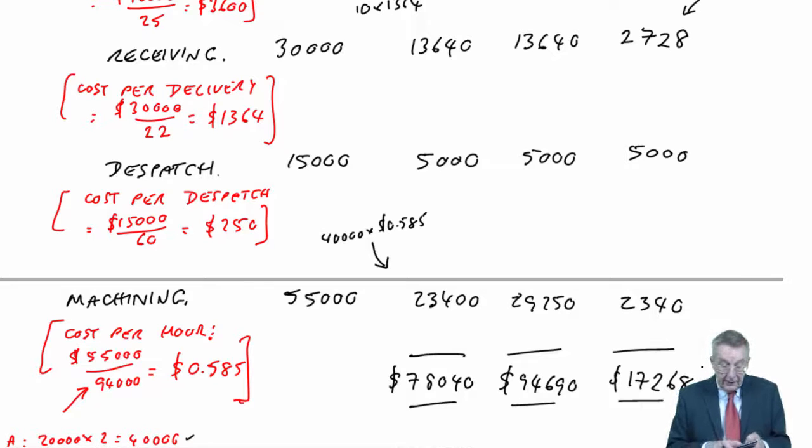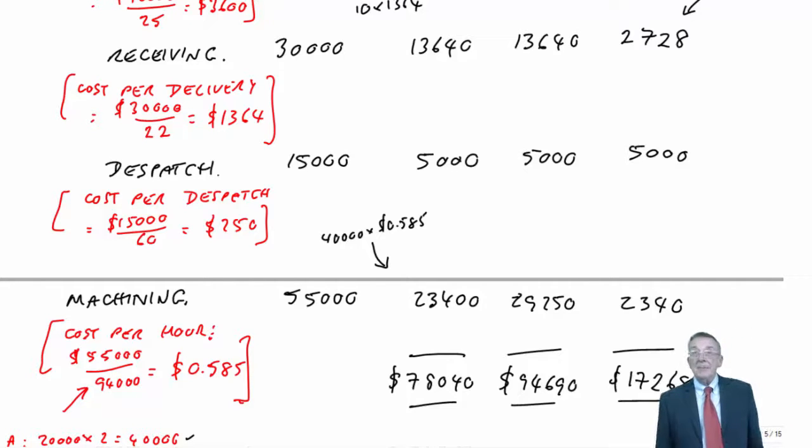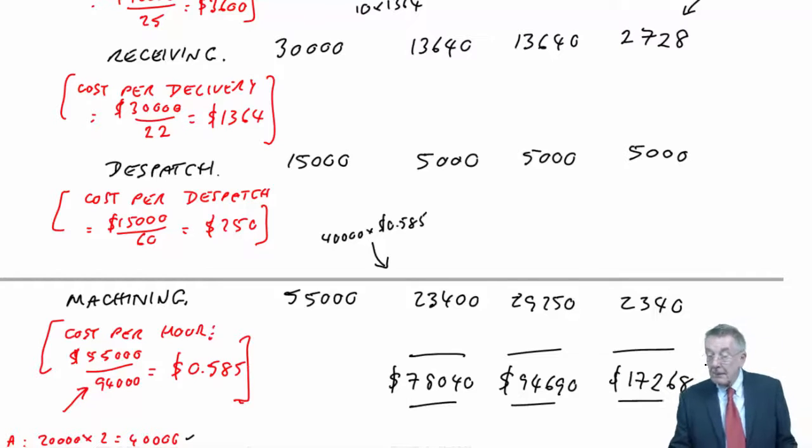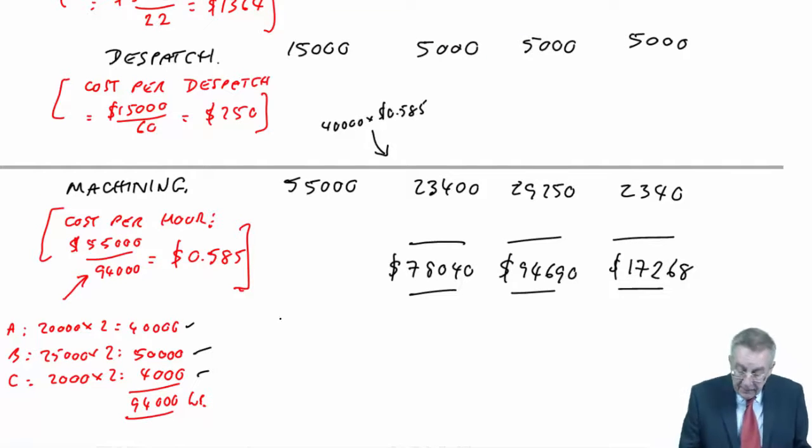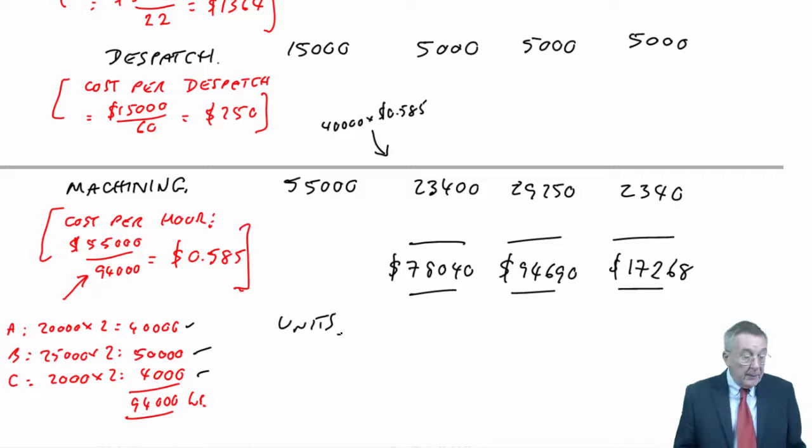94,690. 78 over 40. They actually add up to 189,998. So again, we're a couple of dollars rounding, which you'll have to see. I'm not worried. As total overheads, remember for the cost cards, I want the overheads per unit. So we know how many units of each we're producing. A is 20,000. B is 25,000. C is 2,000.